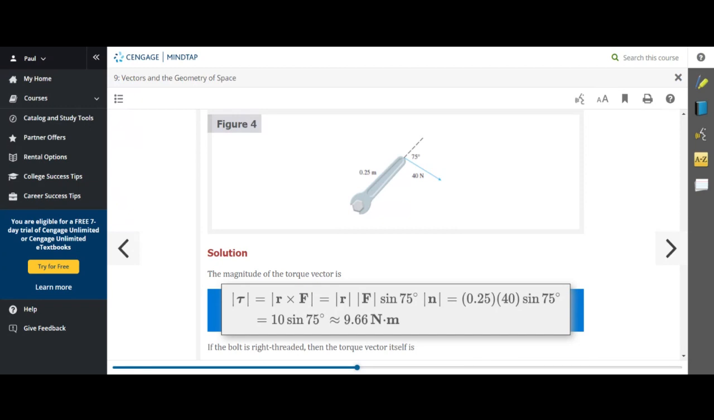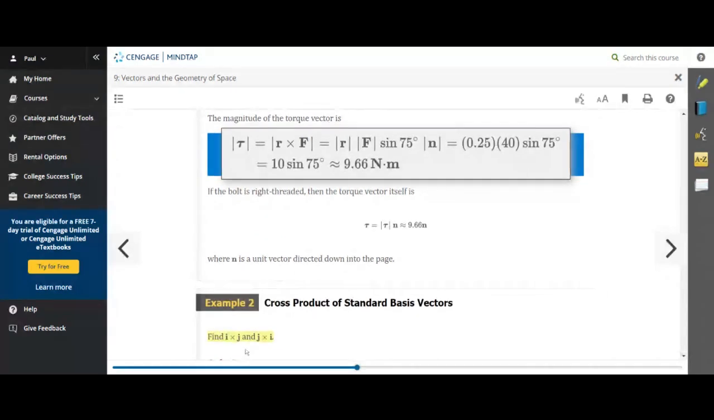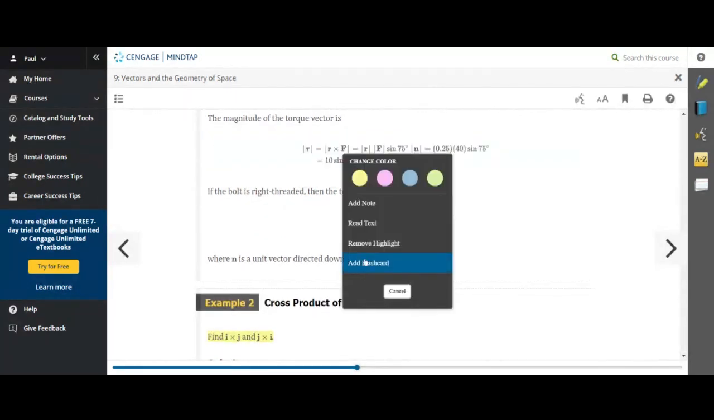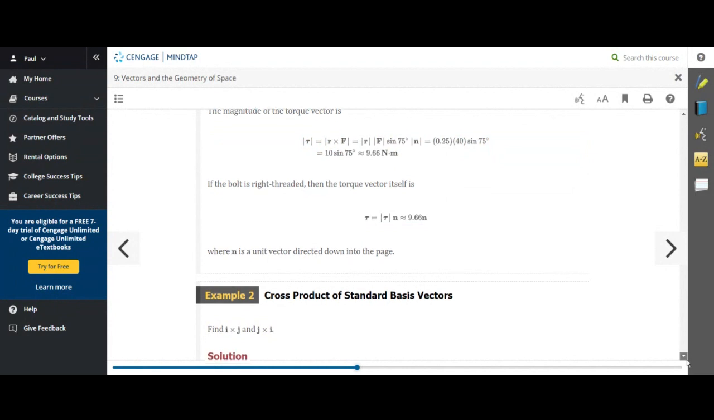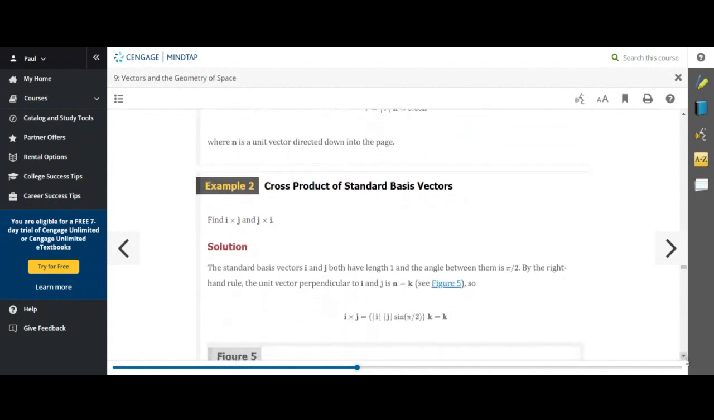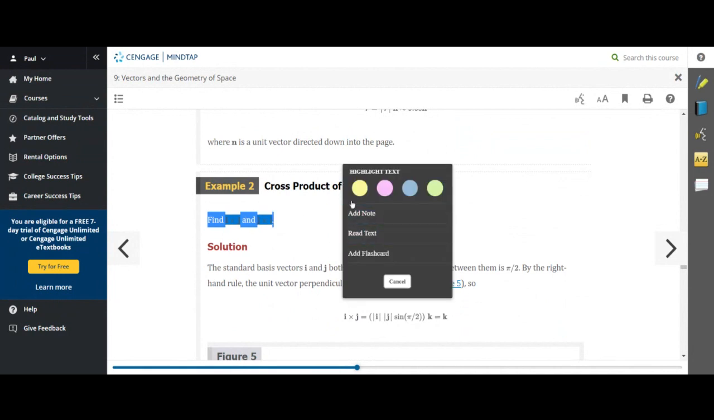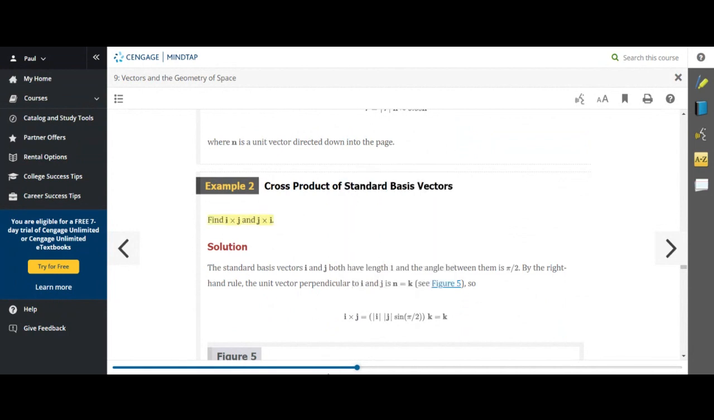All right, very good. Well, let's go look at some more examples here. So here, they want you to find I cross J in example 2 and J cross I. Now, these are very standard basis vectors, I, J, and K in 3 dimensions.